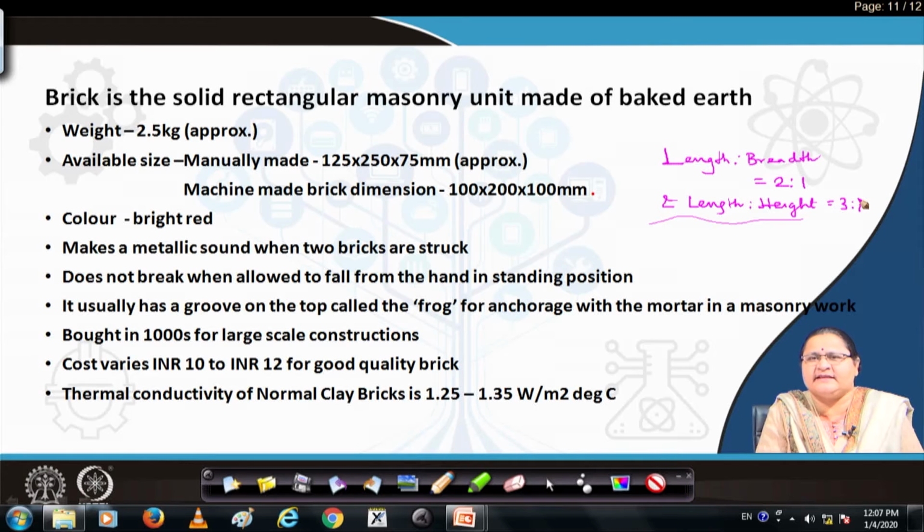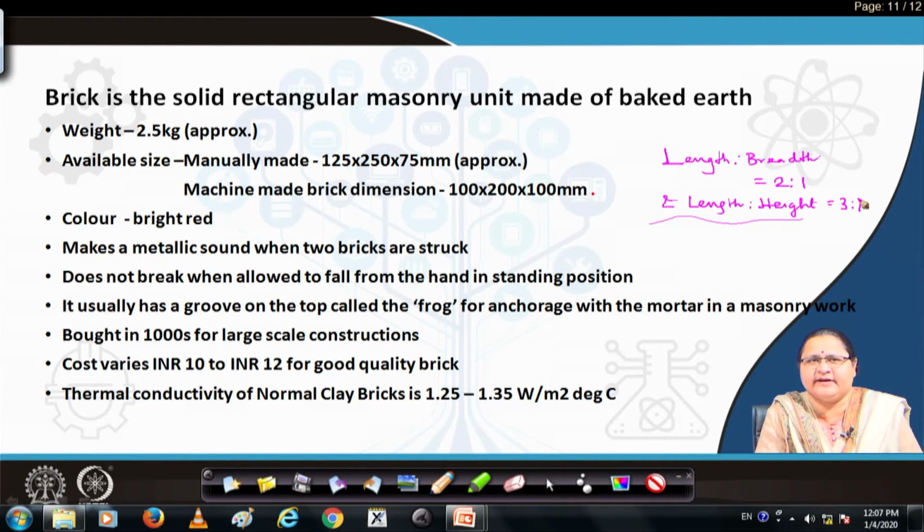But these are actually ready sizes with mortar. It may be 110, 220 and 70. Machine made bricks have uniform dimension of 100 into 200 into 100, referring to length, breadth and height. It may be 75 also, the thickness. So, across our country we have varying sizes. However, it is very close to 5 inch into 10 inch into 3 inch height. Ready height means with mortar.